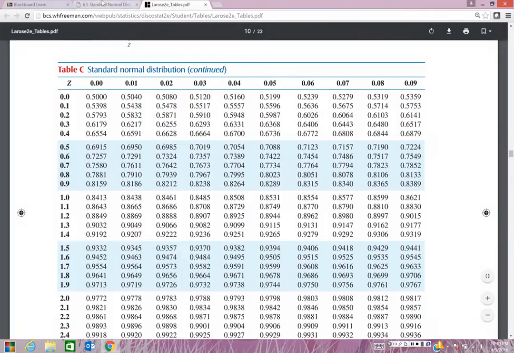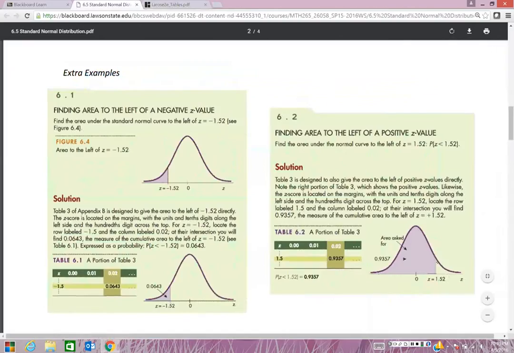And let's go to our graph. And as you can see, it was shaded. Everything to the left of 1.52, definitely more than 50% of this bell curve was shaded. So in fact, it was a whopping 0.9357 or 93.57% of this bell curve was shaded.